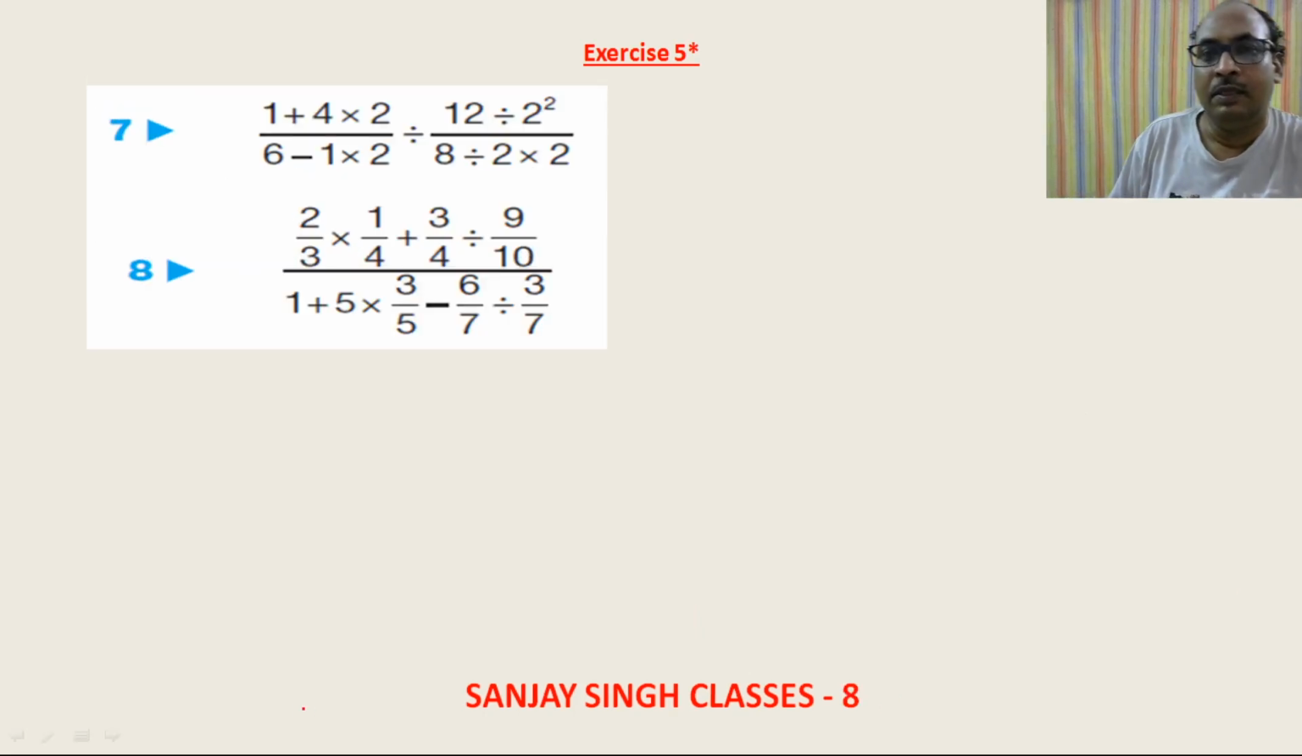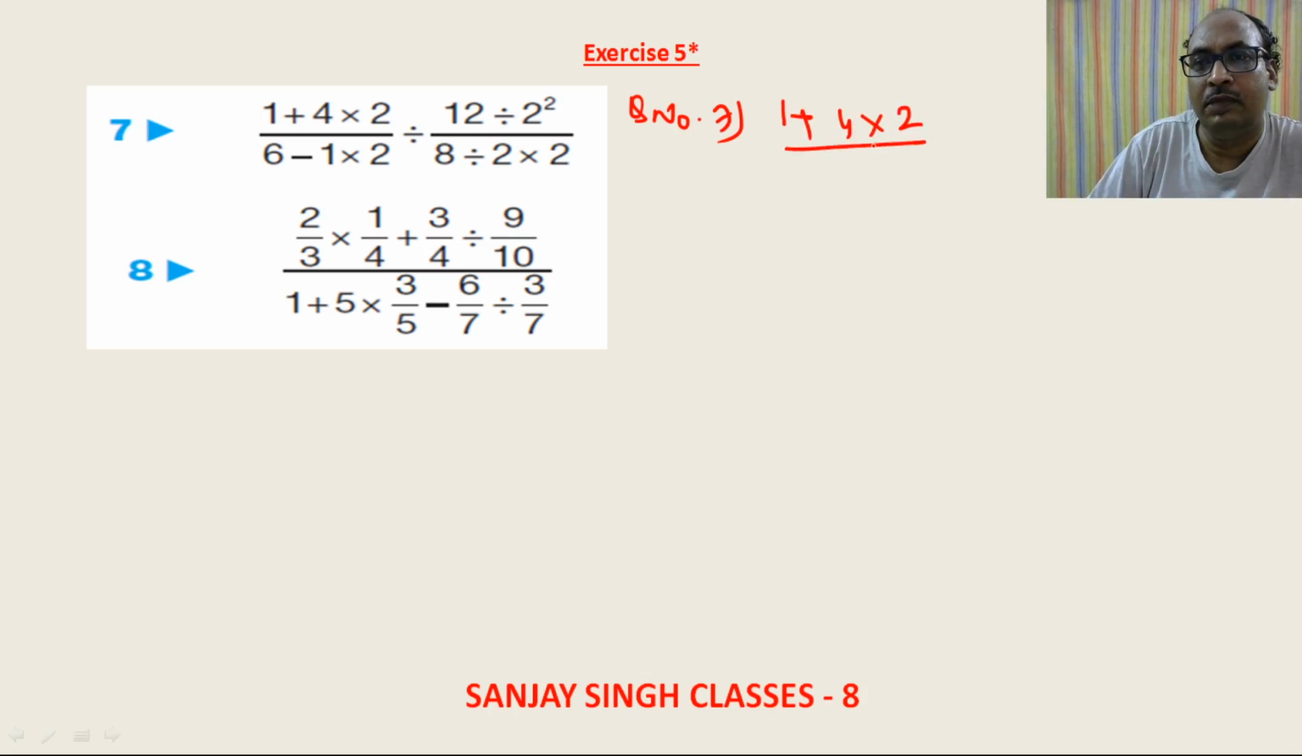okay. Now question number 7. So 1 plus 4 into 2 divided by 6 minus 1 into 2 divided by, in between, 12 divided by 2 square by 8 divided by 2 into 2. Now in this case, this side we will solve numerator and denominator, this side we will solve numerator and denominator separately as I told you earlier.